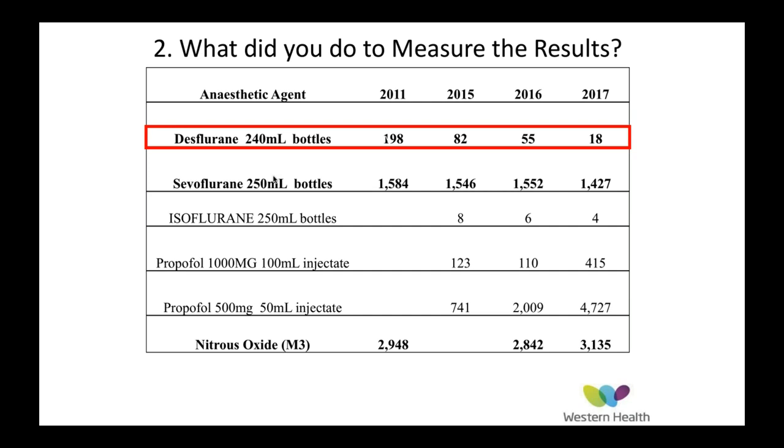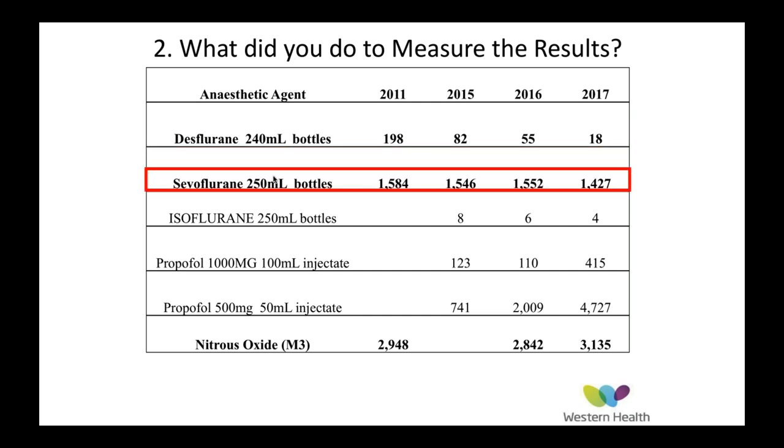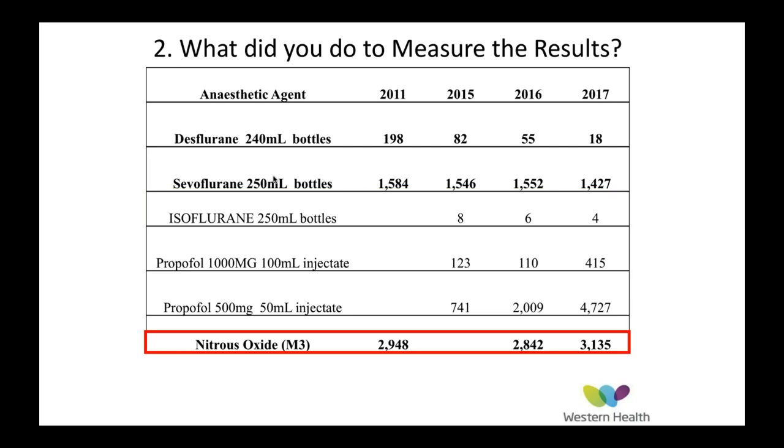Desflurane there, what we've showed is that we were able to quite considerably reduce the amount of desflurane from, you know, 200 bottles down to under 20. And the next slide, next click. And the sevoflurane hasn't changed too much. That's simply because we're doing a similar number of operations per annum. In fact, we're doing about 10% more now. Next click. And the nitrous oxide hasn't changed very much.